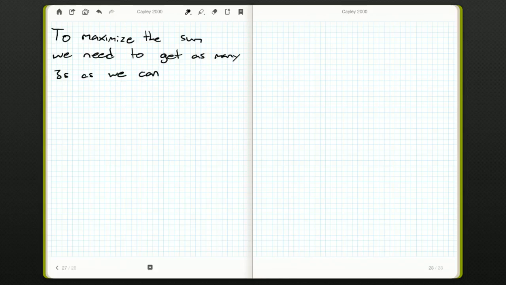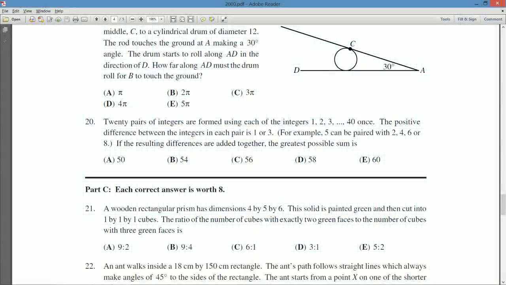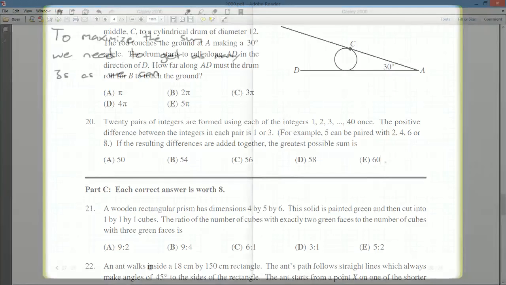Notice, if we take a look at the answers, so 50, that's kind of low. 54, that's a multiple of 3. 56, 58, 60. 60, the highest number we could have. If we had all 20 pairs have a difference of 3, 20 times 3, we would get 60. So 60 really is the upper bound. Now, whether we can get that high or not, maybe we'll be stuck with 58 or 56 or something like that. That's up to us to show. But in the best possible scenario, if we can get all 3s for our positive differences, then we'll get an answer of E, 60. But let's see where we go.